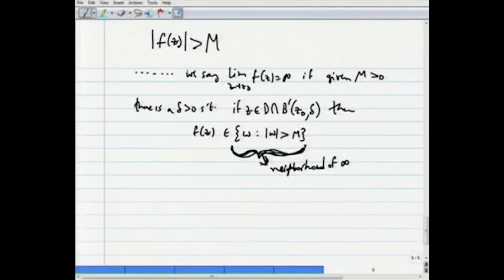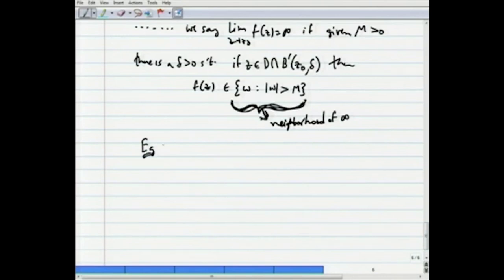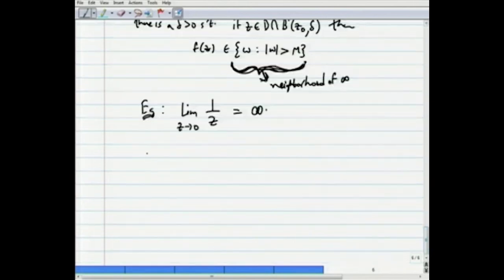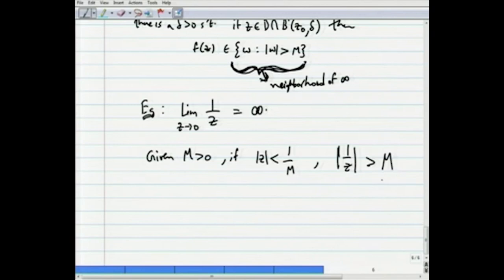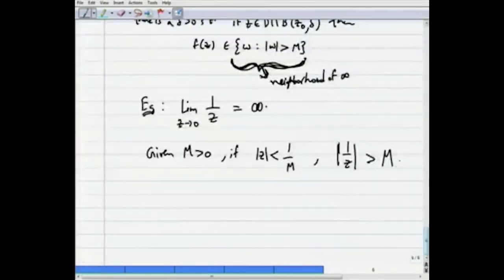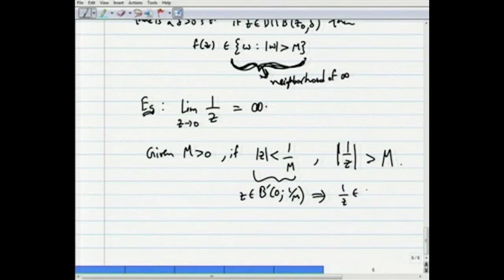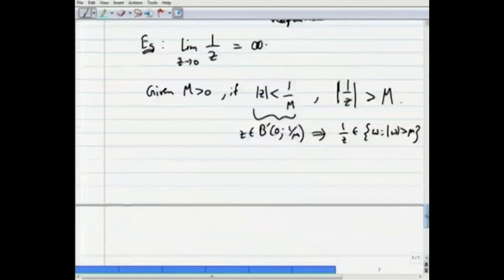An example is in order, of course: the limit as z goes to 0 of 1 by z. It is a simple example, because given m positive, if the modulus of z is strictly less than 1 by m, the modulus of 1 by z will be greater than m, which is what we want. And so, the limit as z goes to 0 of f of z is equal to infinity. This is the deleted neighborhood of 0 of radius 1 by m. So, if z belongs to this, it implies f of z, 1 by z, belongs to the set of all w such that the modulus of w is greater than m. So, that is an example.